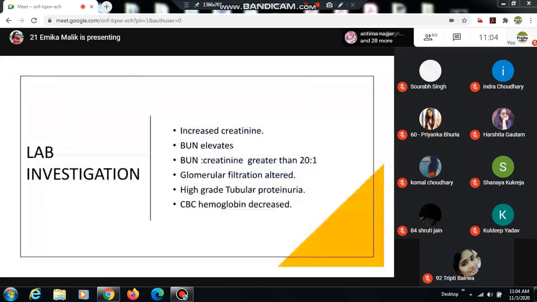Lab investigation: increased creatinine level is seen. BUN elevates, and the BUN to creatinine ratio is greater than 20:1. Glomerular filtration rate is altered. High grade tubular proteinuria can be seen in acute renal failure, and globulin decreased, hemoglobin decreased, due to which anemia occurs.